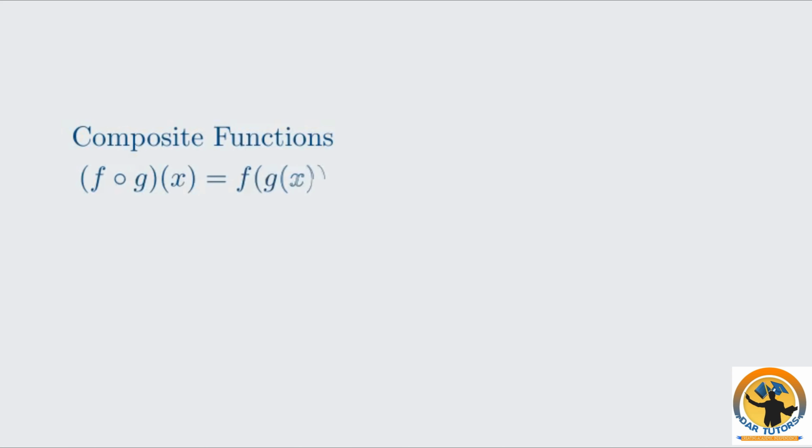Finally, let's explore composite functions. This is when the output of one function becomes the input of another. Given two functions, f and g, the composite function f following g, written as f of g of x, means we apply function g first, and then apply function f to the result. Let's visualize this with our function machines.